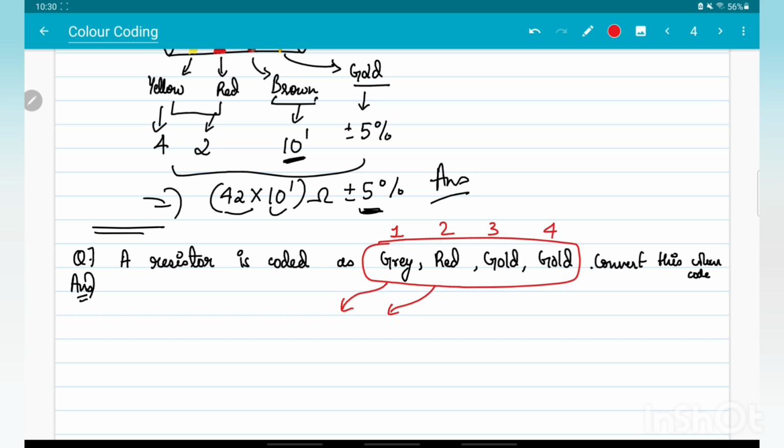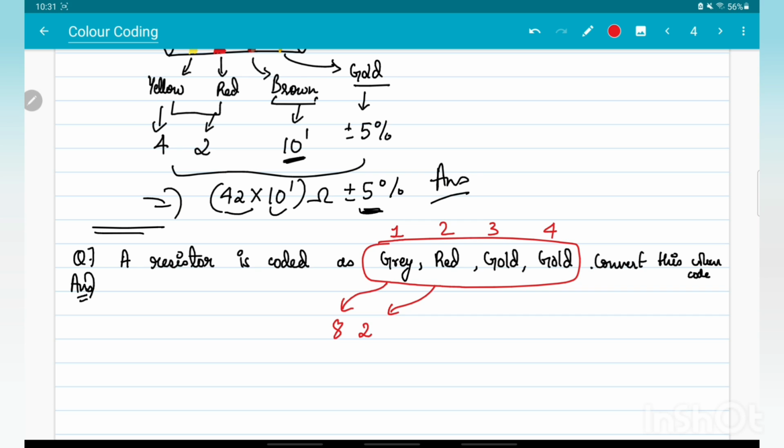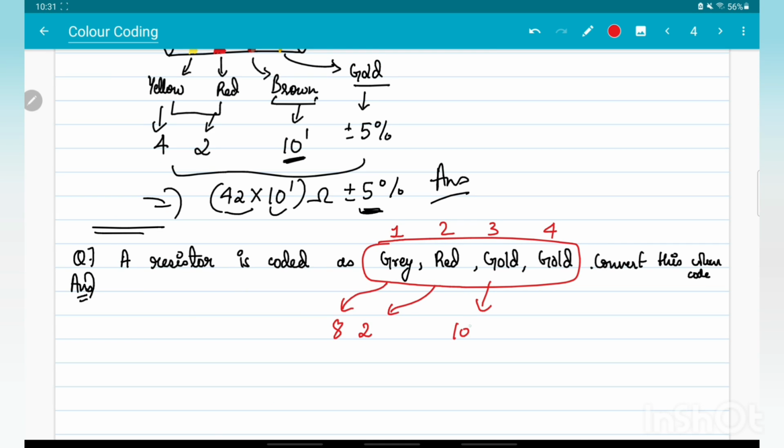So the grey color has got the number 8. Then we have to go for the red color. Now the red color over here has got the number 2. So it becomes 82. Then the third band will give us the value of multiplier. So for gold, the value of multiplier is 10 to the power minus 1. And then the last one, that is the fourth band, will tell us about the percentage tolerance.